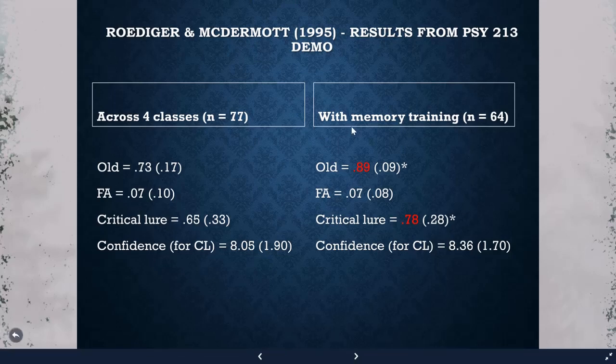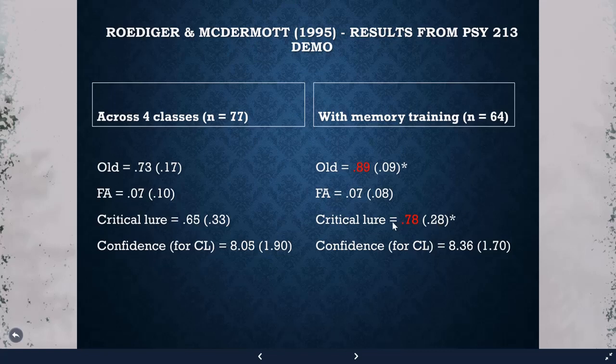Now, the classes that had the memory training, they did better overall. So they remembered more of the items. False alarm rate is about the same, but they remembered more of the old items. So the memory training was paying off. Look at the critical lures, though. It didn't go down. If anything, it went up. And right now, it's significant.